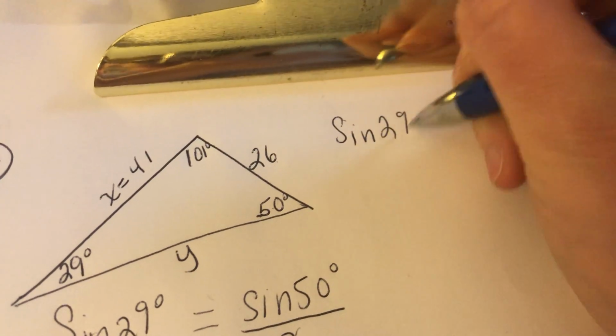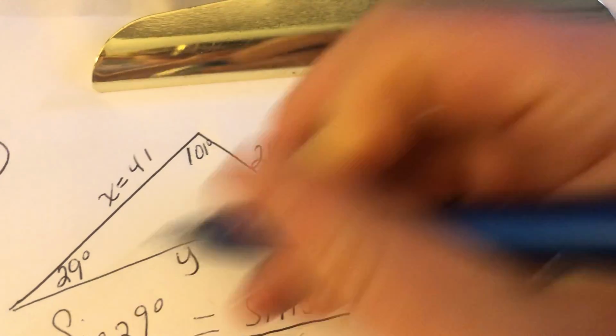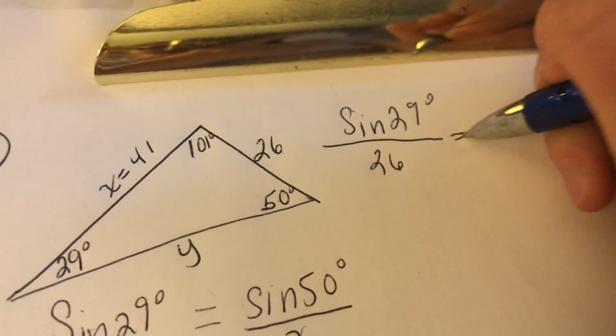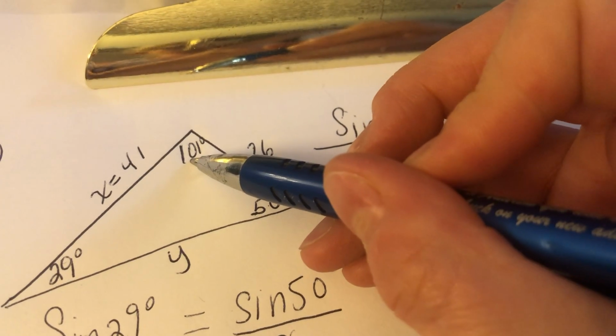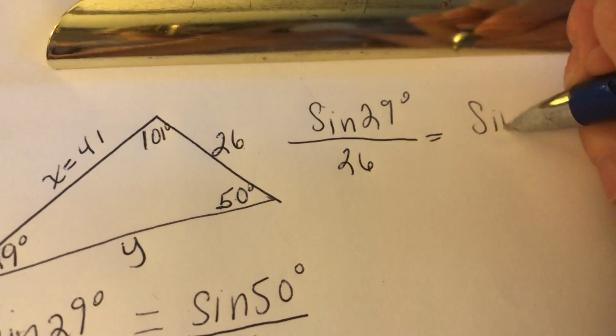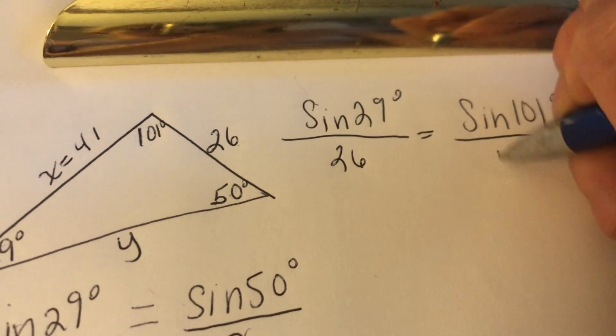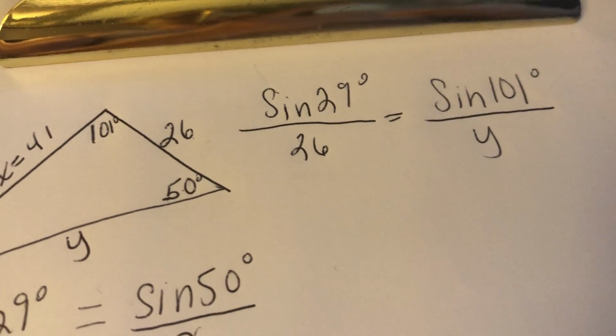of 29 degrees over 26, right? This over this equals, now I want to solve for this one, so I have to use this angle, right? I'm not going to use this one because I want to solve for this. So the sine of 101 degrees over y. And then you're going to do the same thing.